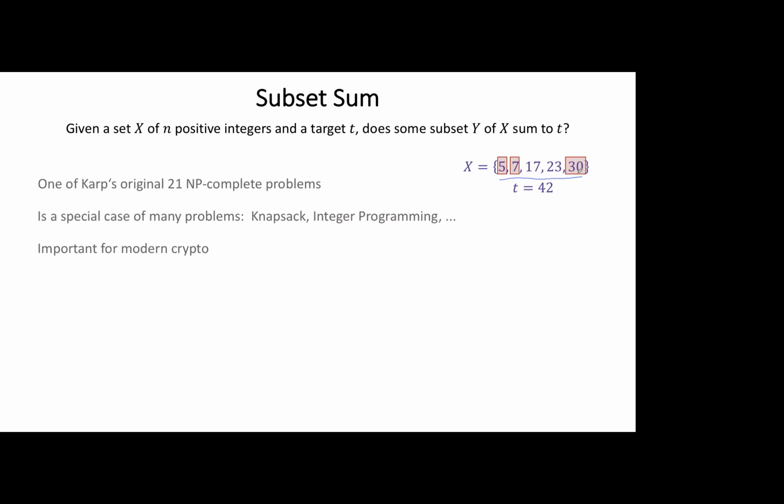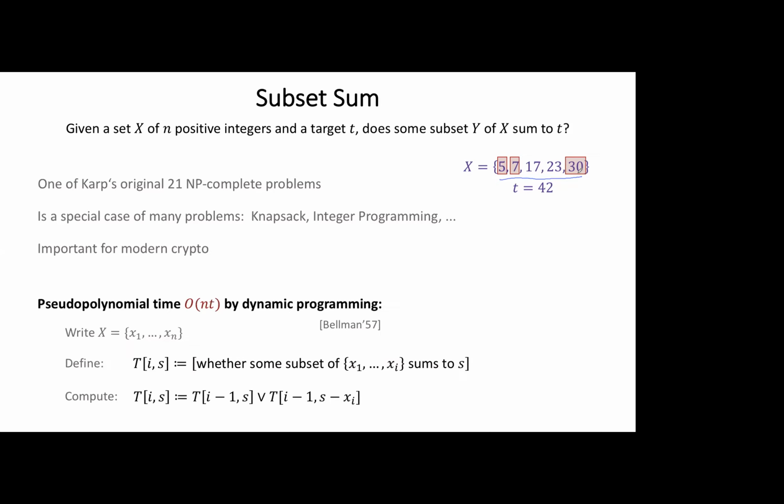It's one of the original NP-complete problems. It draws much of its importance from being a special case of many other problems, like the knapsack problem and integer programming; lots of other problems are generalizations of subset sum. It's also important for modern crypto, because one branch of lattice-based crypto essentially deals with a variant of subset sum called the short integer solution problem. So it's an important problem.